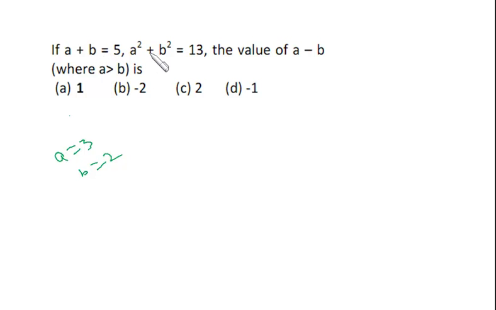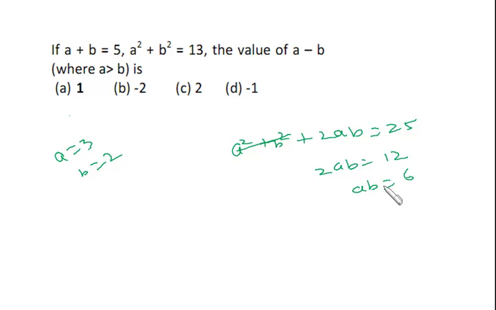So what is the another approach over here? See, a plus b is 5, that means a square plus b square plus 2ab is equal to 25, right? We squared this both the sides. So a square plus b square is 13. So 2ab is equal to 25 minus 13, that is 12. That means ab is equal to 6, right?